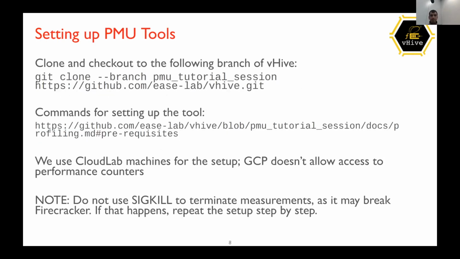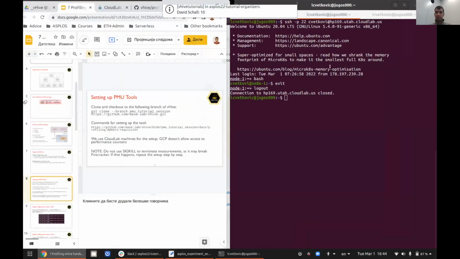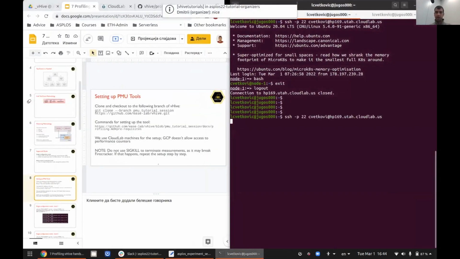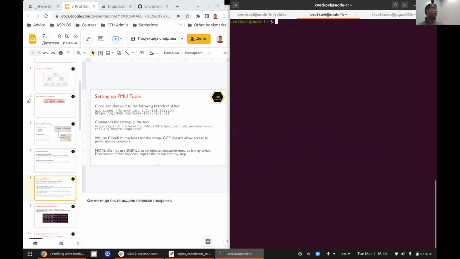Okay. So I'm going to give you a live demo of how you can use these tools. So let me show you. You cannot do this currently on GCP because Google Cloud Platform doesn't allow you to have a look into performance registers. So I will be using CloudLab machines, which give us access to these hardware things. The reason for this is GCP probably doesn't allow it because of security.